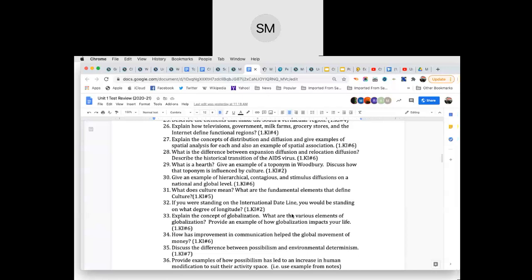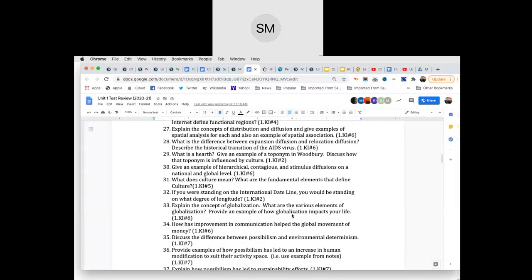All right, hierarchical on a global scale would be multinational corporations will create a uniform landscape on a hierarchical scale. Contagious diffusion on a global scale: epidemics will spread the world, but also the internet. And then stimulus diffusion on a global scale, we can see improvements in technology that are consumed within cultures. Any questions 21 through 30?